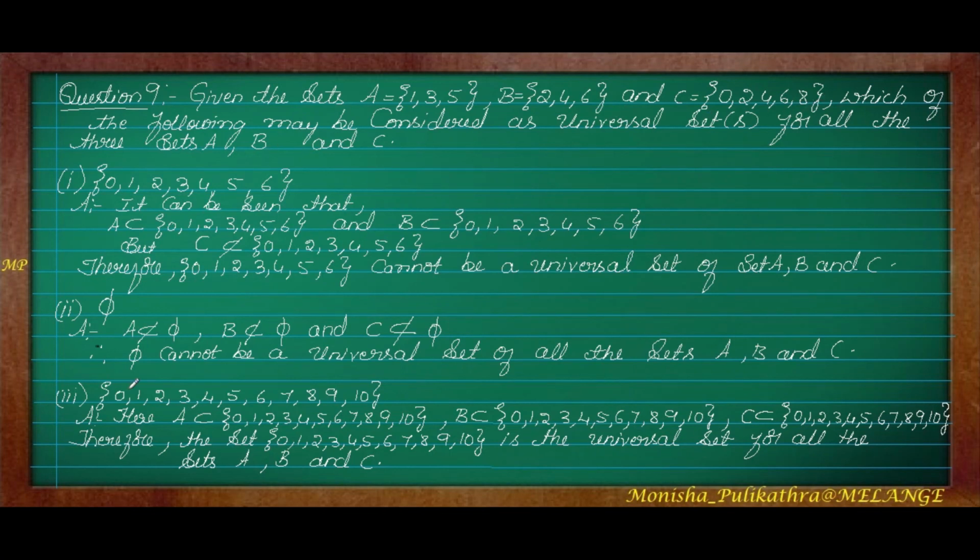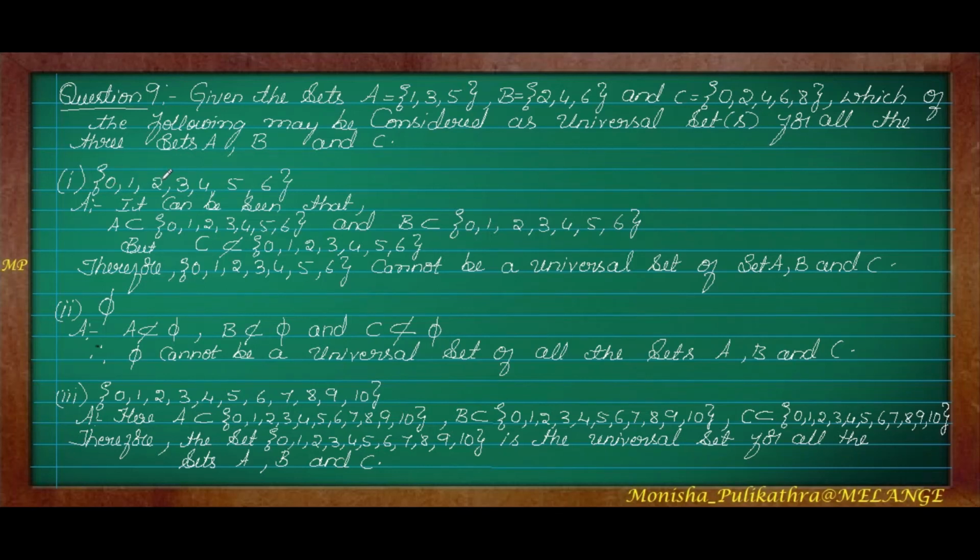So, 4 sub-questions are also given. Out of these 4 sub-questions, we have to find out which one is the universal set, so that all the elements of sets A, B and C are included in that universal set. So we have to find out which of these 4 is that universal set which includes all the elements in sets A, B and C. Moving on to the first sub-question.